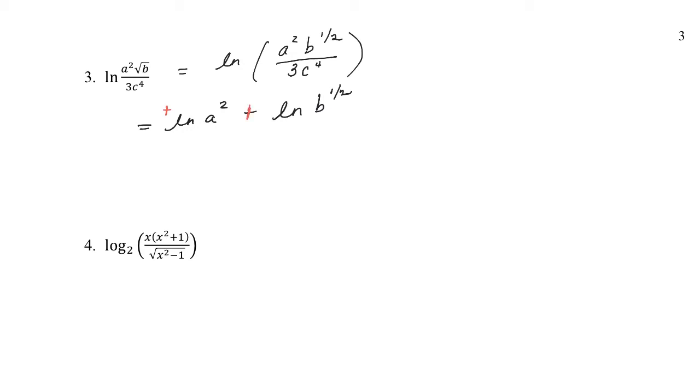So this is positive, this is positive. Now, when I apply the quotient rule, remember the quotient rule tells me that the ln of a divided by b is equal to the ln of a minus the ln of b. So everything that's in the denominator has a negative in front of it, okay? So I'll rewrite what's in the denominator using subtraction. So this will be minus the ln of 3 minus the ln of c to the 4th.